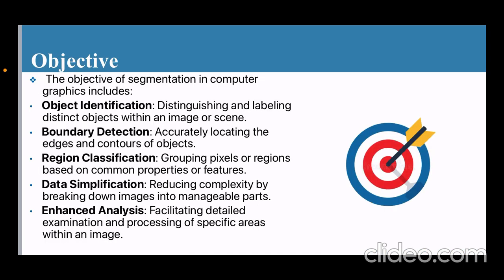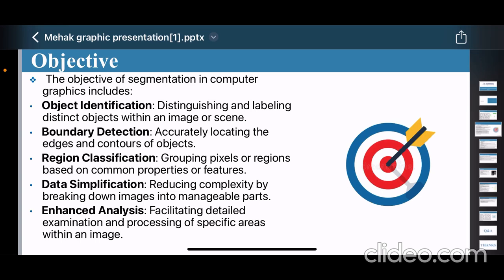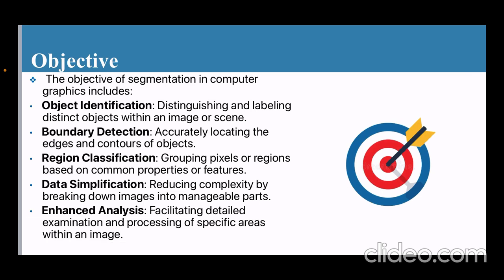Okay. Now we will see the objectives of segmentation. As I said earlier, we need segmentation, so why we need segmentation is what we will cover in this slide. The objectives of segmentation in computer graphics include object identification: distinguishing and labeling the distinct objects within an image or scene is what object identification means. Now boundary detection: accurately locating the edges and contours of objects is what boundary detection means.